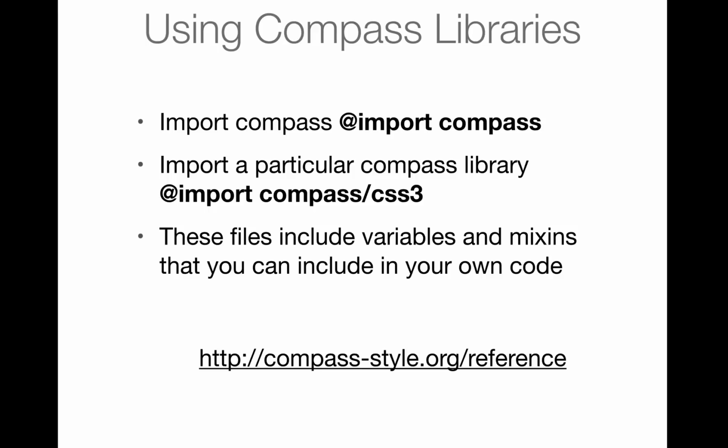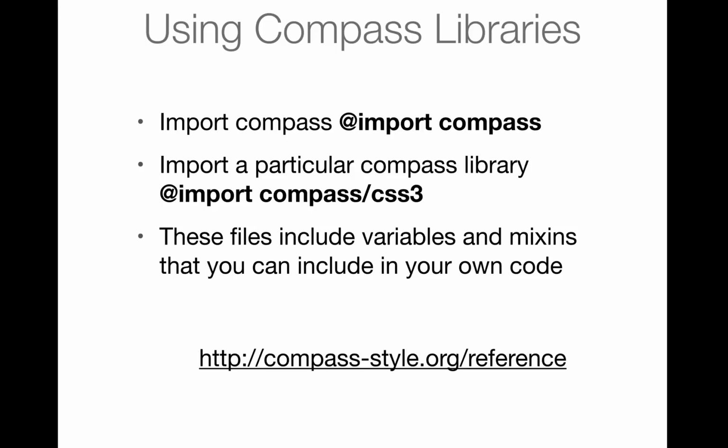So Compass is this tool for converting Sass to CSS, but it also does a whole bunch of other things if you want it to. It comes with a bunch of libraries that you can import into your files and start using. And so these libraries include variables and mixins that you can take advantage of. And one example of this that I think is useful for everyone right off the bat is a library that gives you a bunch of mixins and variables around CSS3.